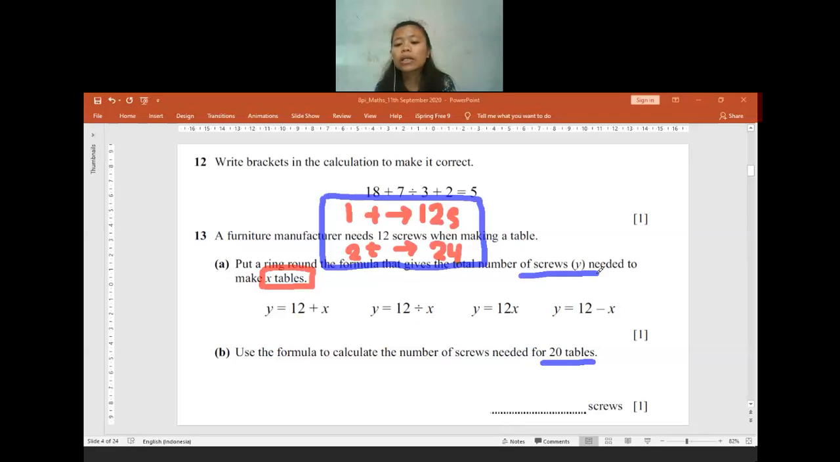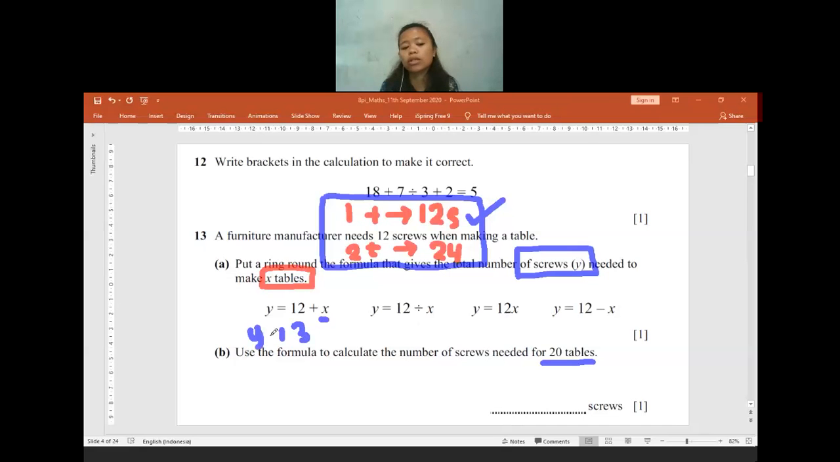The total number of screws we make it into y, and then the total number of tables we make it into x. So now for the very first trial, we have one table, we will need 12 screws. So we replace the value of x with 1. Why do I replace it with 1? Because I want to check for one table. When I replace x with 1, 12 plus 1, the answer will be 13. So it means I will need 13 screws.